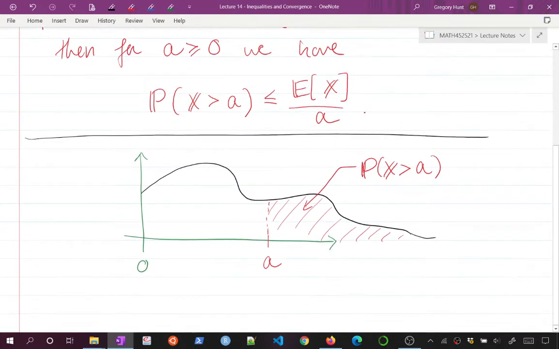Any PDF is eventually going to go to 0 as we head off to positive and negative infinity, because there has to be a finite area under this curve, so the tails have to go to 0. Because this thing has to drop off, you can get a bound, and it says that this area, or this probability, is less than or equal to the mean of my random variable divided by a.